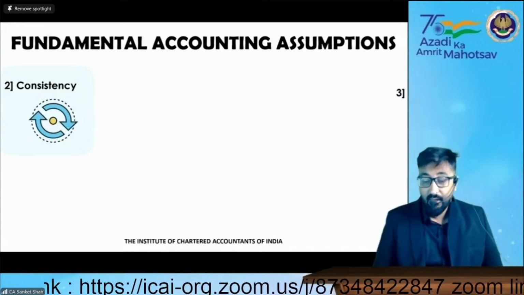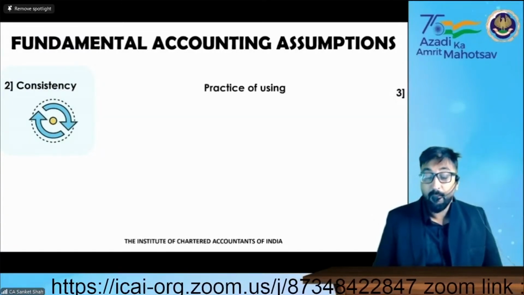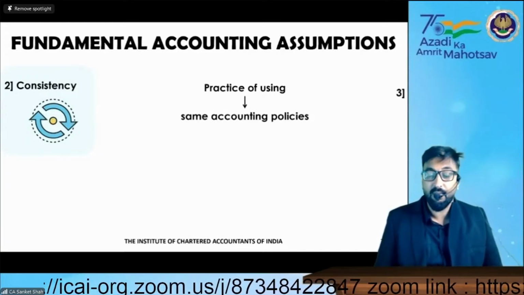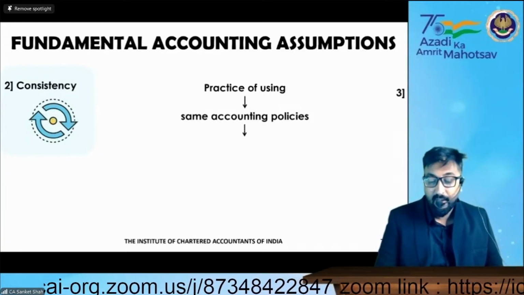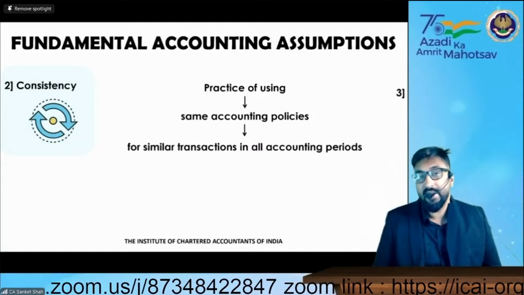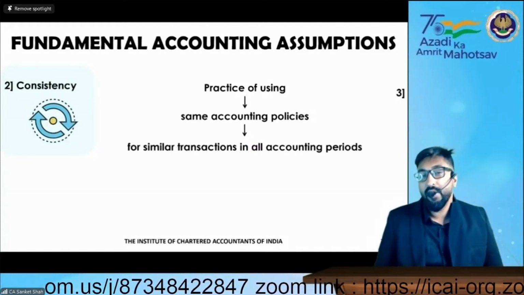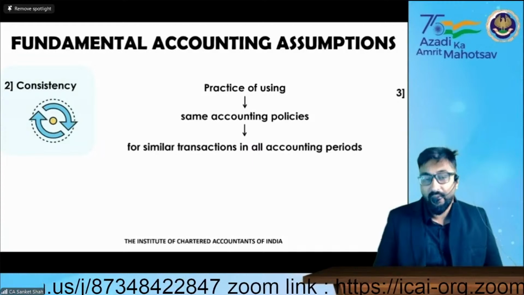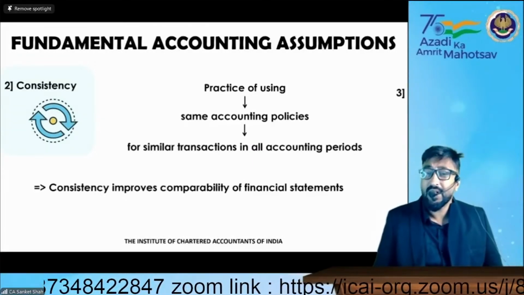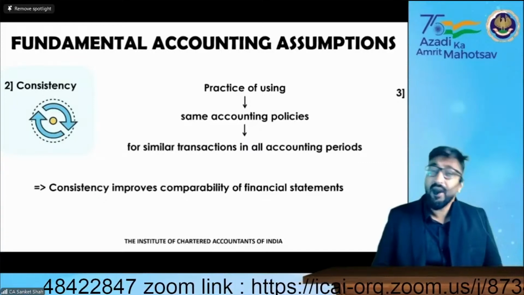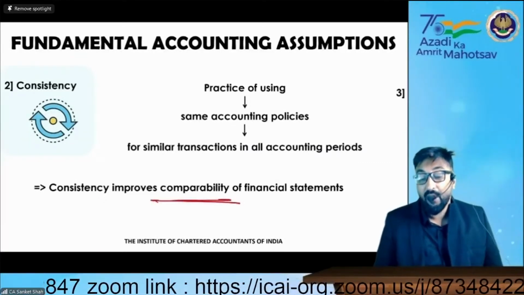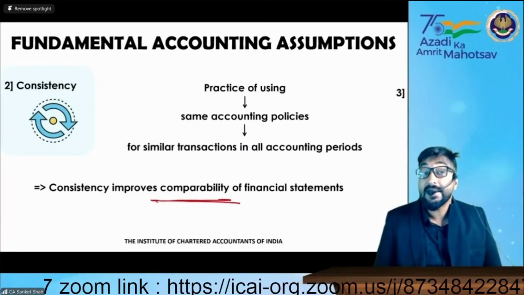Consistency. Once a policy is adopted, the practice of using the same principles and policies year after year for similar transactions in all accounting periods. Same accounting policies you are going to apply in all accounting periods. You can change it. But what happens? If you change it every year, it is not comparable. And for comparability purpose, we have to use the consistency principle.